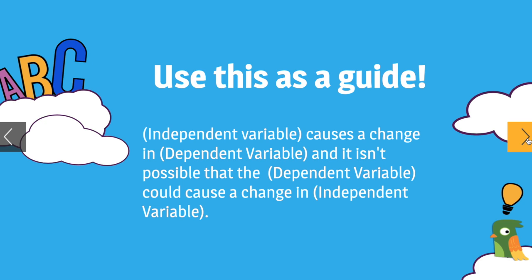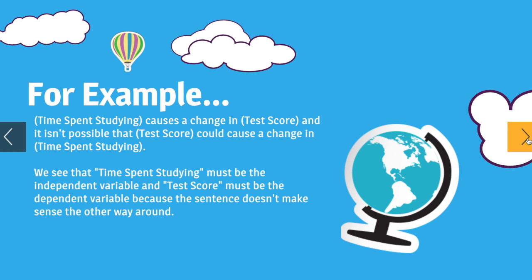And it isn't possible that the dependent variable could cause a change in the independent variable. For example, time spent studying, that's your independent variable, causes a change in test scores. That's your dependent variable. And it isn't possible that the test score, your dependent variable, could cause a change in time spent studying. Now, we see that time spent studying must be the independent variable and test score must be the dependent variable because the sentence doesn't make sense the other way around.